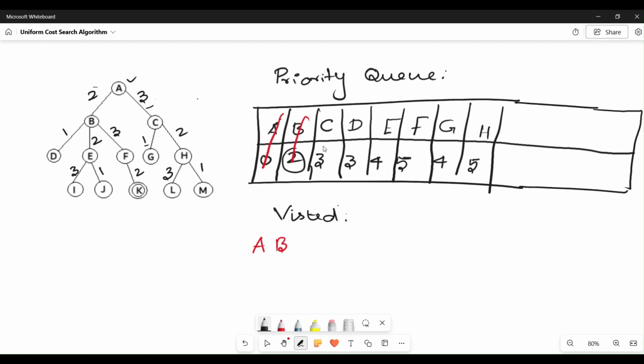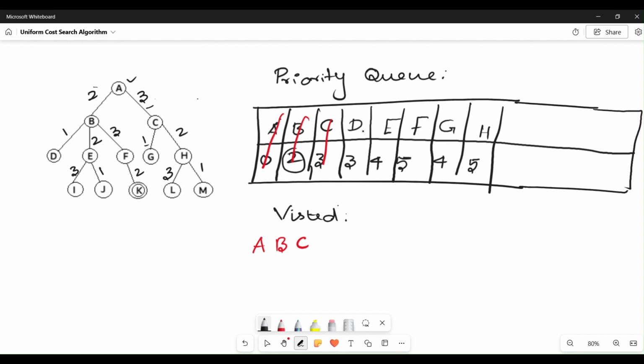So now we have visited the C. So let's strike it out and add it into the visitor. Okay, C into the visitor. Now we will be calculating the lowest cumulative path cost first. So 3, 4, 5, 4, 5. So the lowest value is 3.